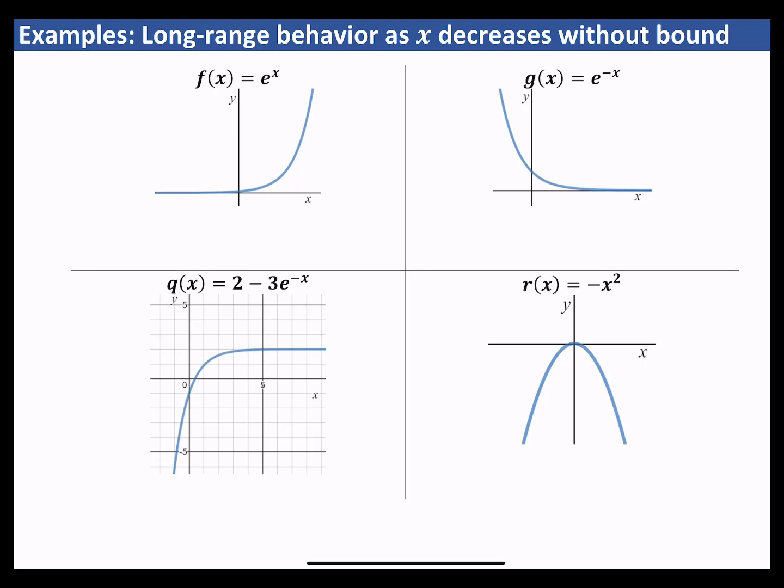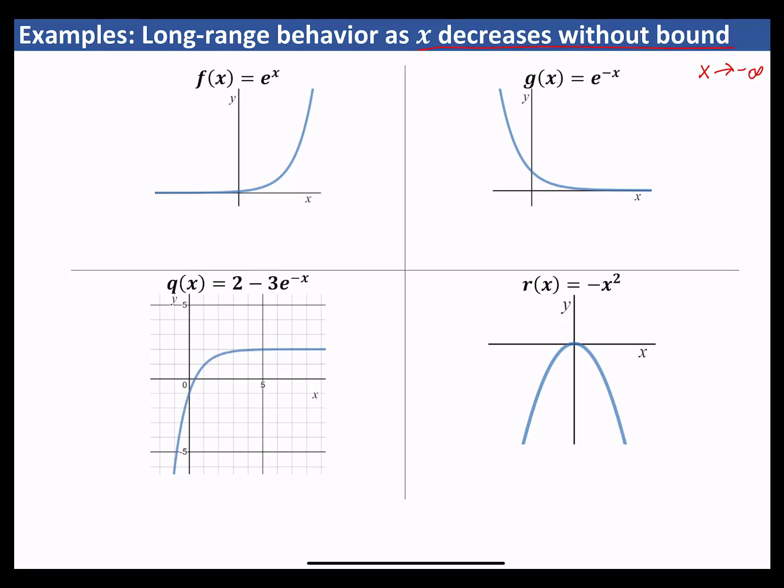When considering the long-range behavior of the left end of a graph, we are interested in the behavior of the graph as x decreases without bound. And we can write x tends towards negative infinity when we want to let x decrease without bound. Let's look at a few examples.